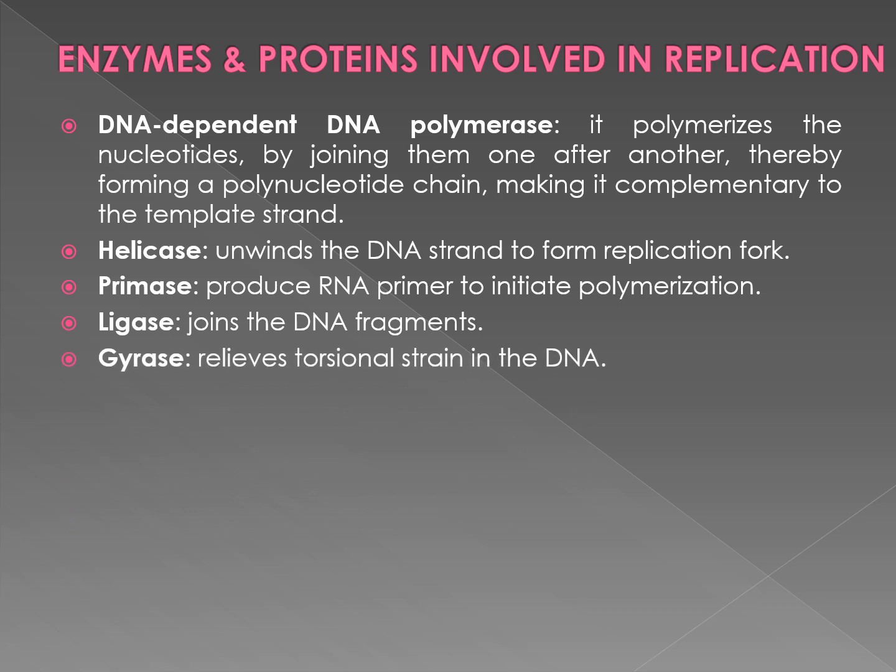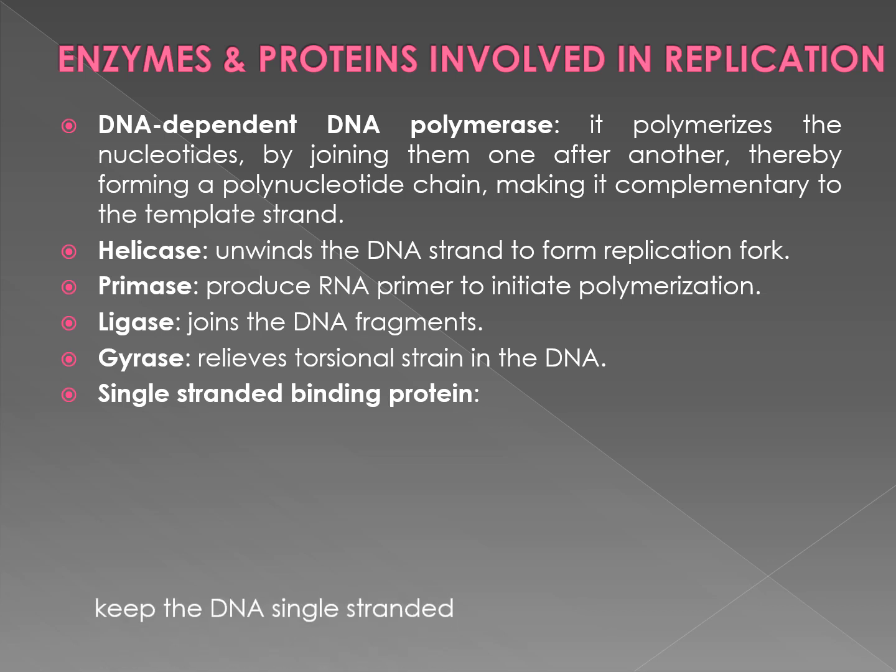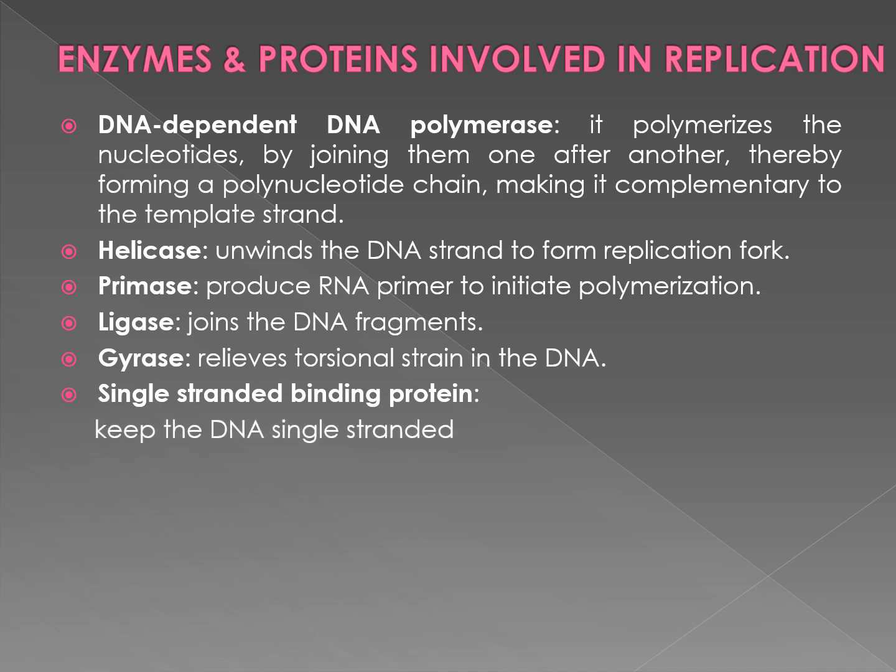Next is DNA gyrase, or topoisomerase, which relieves the tension in the DNA when helicase unwinds it. The torsional strain in DNA is reduced by DNA gyrase. Next we get the single-stranded binding proteins. These are proteins that bind to the uncoiled single strands of DNA and stabilize them so that they can remain in the single-stranded condition without coiling back.